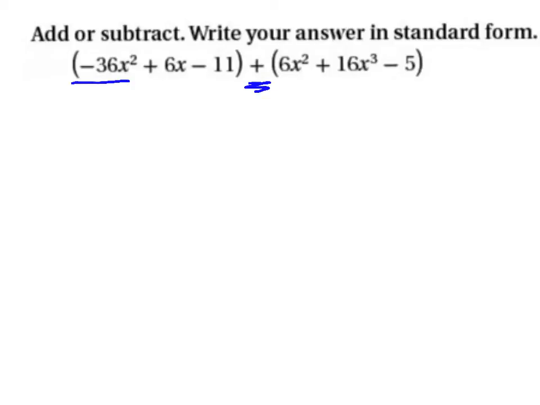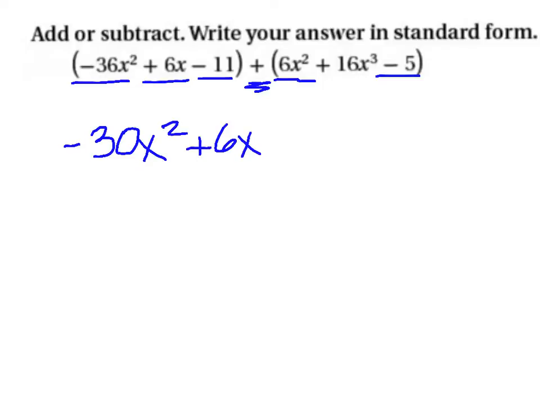You just have to add like terms. Negative 36x squared plus 6x squared is negative 30x squared. You have a 6x, and there are no other x terms to add it with. You have negative 11 plus negative 5. It's minus 16. And then you have a plus 16x to the third.